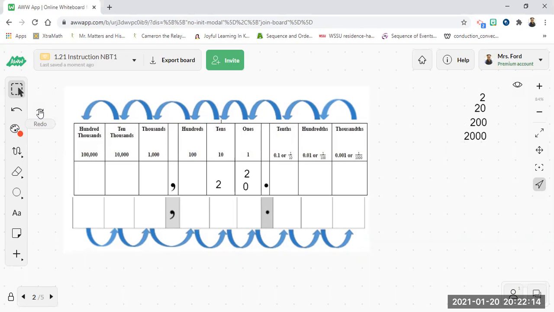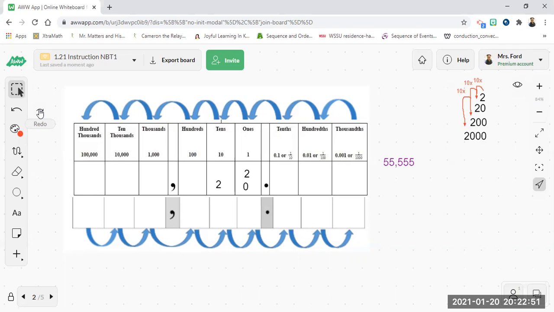Every time you compare your places to a larger place value, you are increasing 10 times. So going from 2 to 20, you increase 10 times. Going to 200 from 20, you're increasing 10 times. Going to 2000 from 200, you're still increasing 10 times.